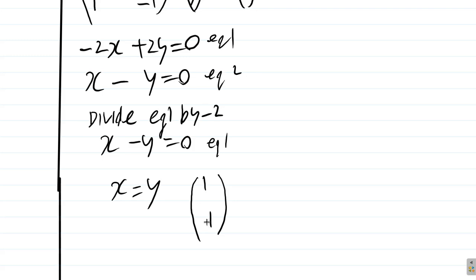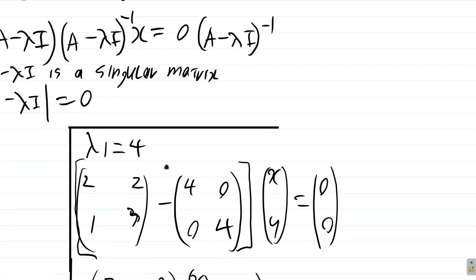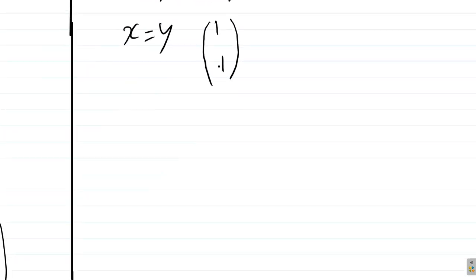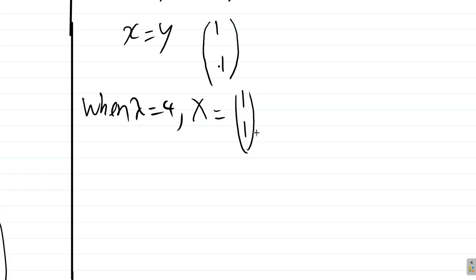So when the eigenvalue is 4, when lambda equals 4, well, I should really use big X because it's the name of a matrix. X equals 1 1, alright? Since it's the name of a matrix, I really should use big X, and I used small x before.